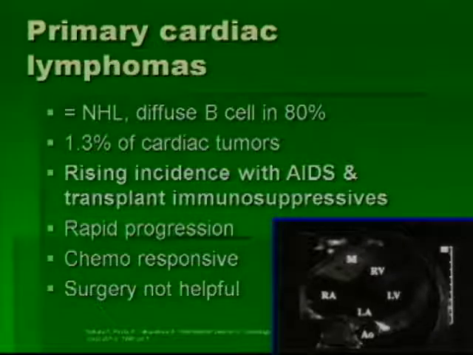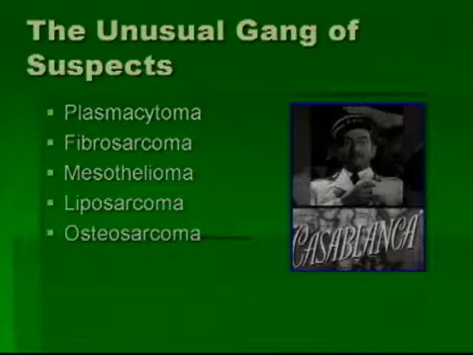They are marked by rapid progression, but, and here's the key difference, they are chemotherapy responsive, and surgery is actually usually not helpful unless it's palliative to relieve obstructive or other symptoms. Then there are a few more, the unusual gang of suspects: plasmacytomas, fibrosarcomas, mesotheliomas, liposarcomas, and even osteosarcomas. Again, most of the case report material.